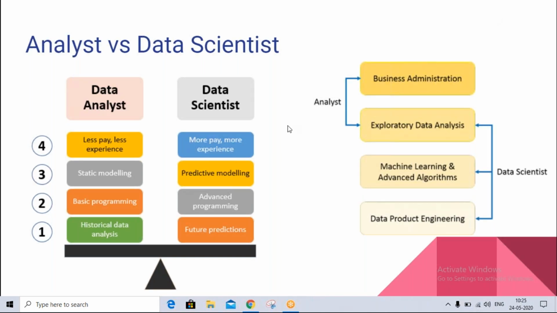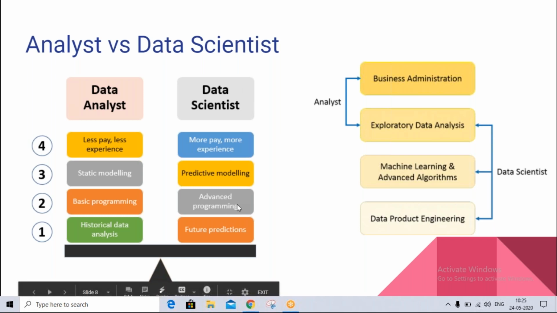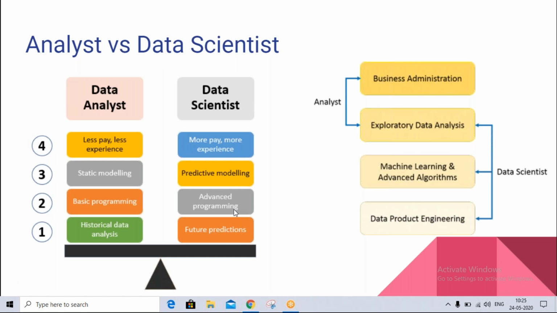So now, I get this question a lot from beginners: what is the difference between an analyst and a data scientist? That is why I have put this at the front of the slide, so that it is clear what exactly the analysts do and what exactly the data scientists do. Basically, the analyst deals with business administration and exploratory data analysis. What exactly is exploratory data analysis? It deals with historical data.